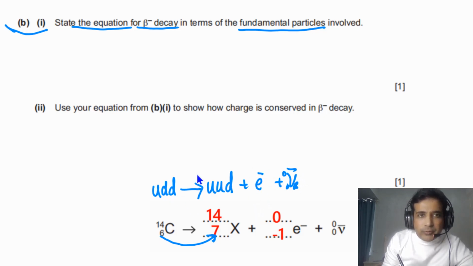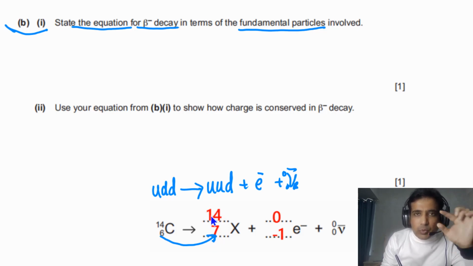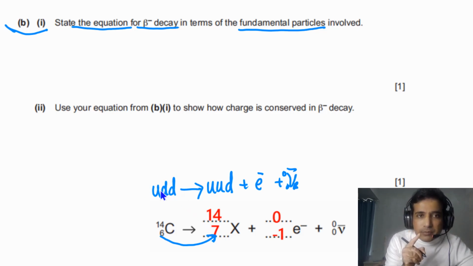Now we need to write down this one in terms of fundamental particles only. So in this case, 1 neutron changes into proton because proton number increases by 1 and the mass number does not change. So it means total number of protons and neutrons remains same, but proton number increased by 1. It means 1 neutron changes into proton. So in this case, the fundamental particles we need to write down, simply you can see the change.